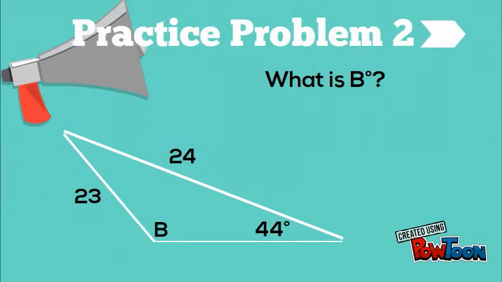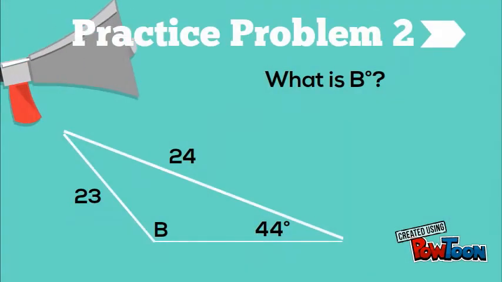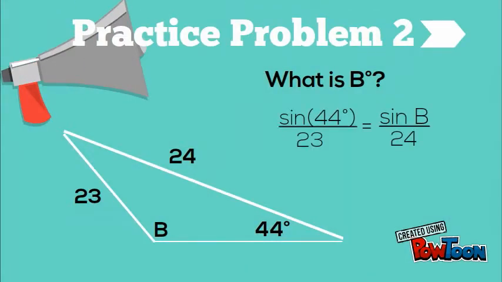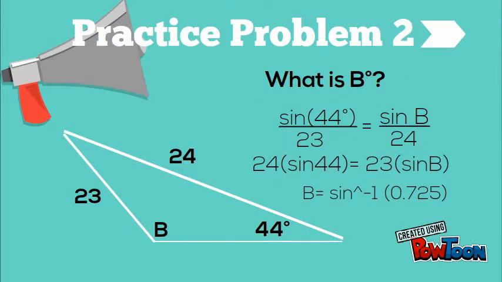Practice problem number 2. What is B degrees? Pause if you want to do this by yourself. So what is B degrees? First, you plug into the law of sines formula: sine 44 degrees over 23 equals sine B over 24. Then you cross multiply. Then you take the inverse sine of 0.725, and you should get B equals 46.46 degrees.